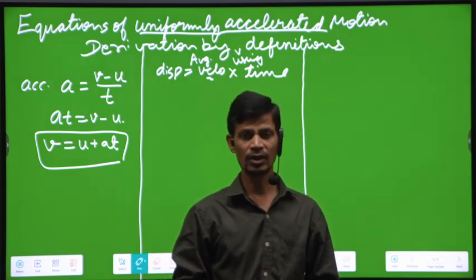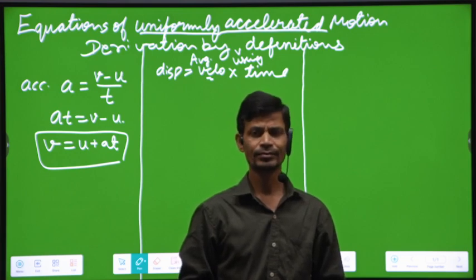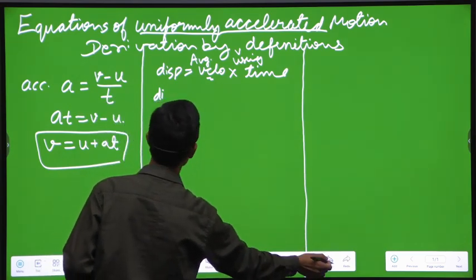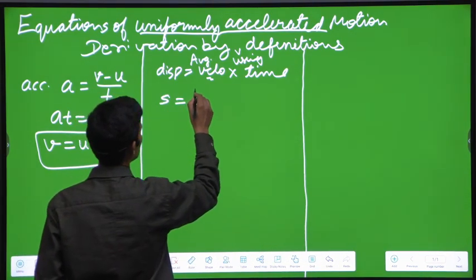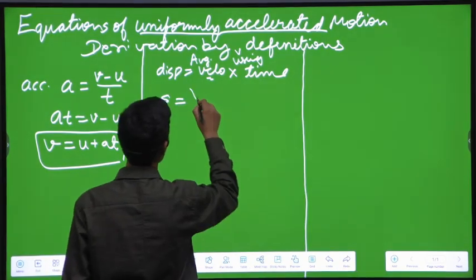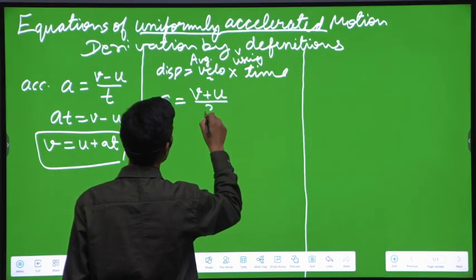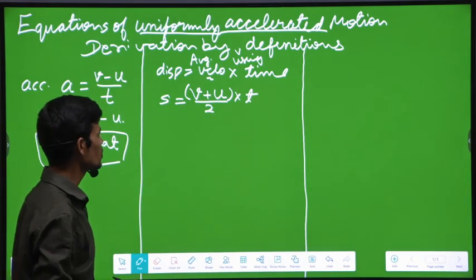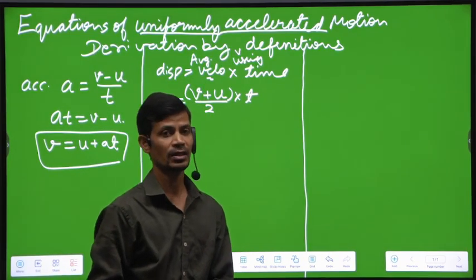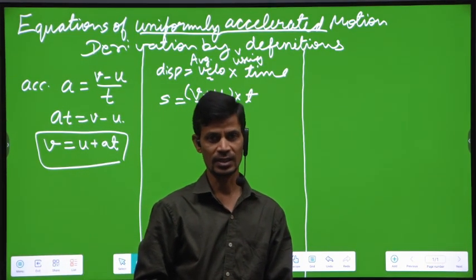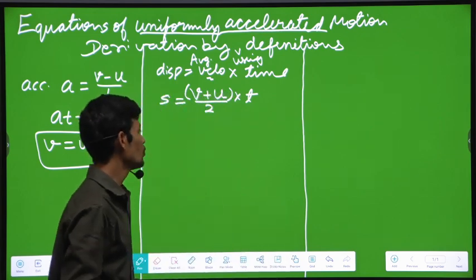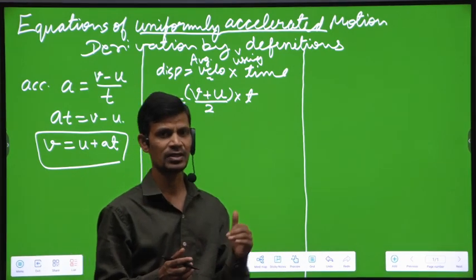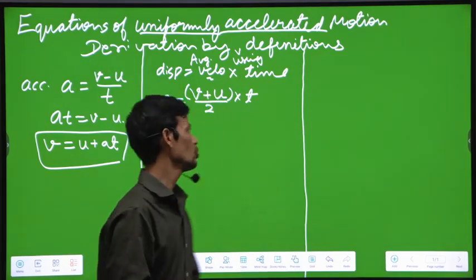Is it displacement upon time? Yes, of course, but it is also displacement s equal to average velocity, v plus u divided by 2, multiplied by time. Is it always true? Yes, for uniformly accelerated motion, and no for any other case. So remember that for uniformly accelerated motion you can find average velocity by displacement upon time, as well as by u plus v divided by 2.